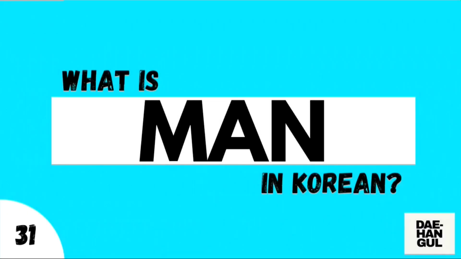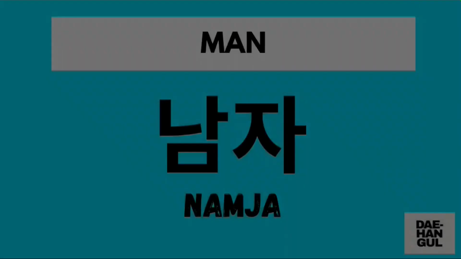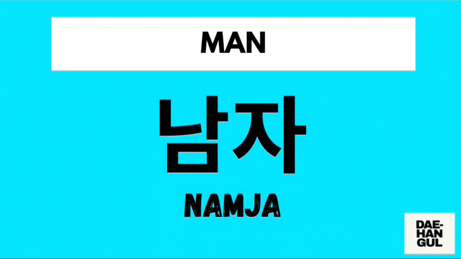What is man in Korean? The Korean term for man is namja. Again, it's namja. This is pronounced as a two-syllable word. The first syllable is nam, the second syllable is ja. Pronounce it with me. Namja, namja.